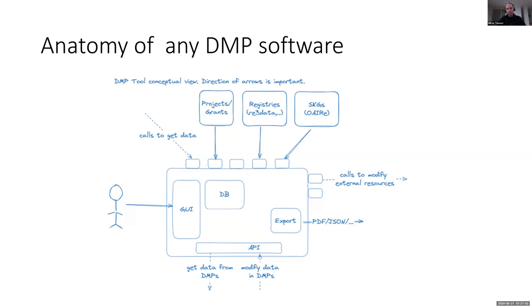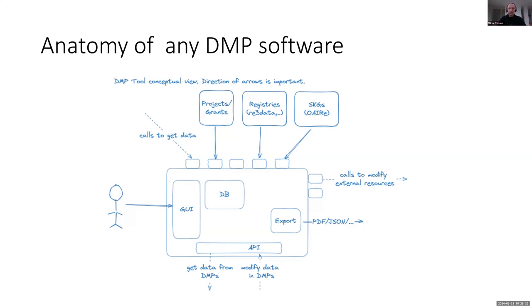And what the tools are doing right now is making calls to get the data from external sources. So they are connecting to information on projects and grants. This is thanks to a lot of work which was done to create these registries. Local funders are now giving DOIs or other identifiers to the grants, and they are not keeping this information closed, but making it publicly available.